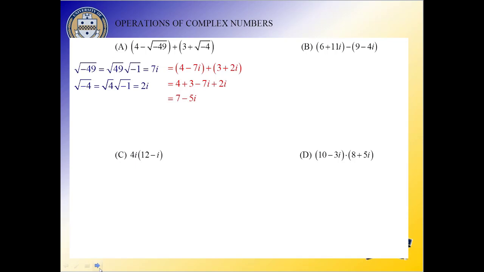But as far as doing that, adding the 4 and 3, I get 7. Adding negative 7i and 2i, I get negative 5i. So the final answer is 7 minus 5i. In complex numbers, that is a single number. Even though it has two terms in it, it's a single number. And that's what we're looking for.